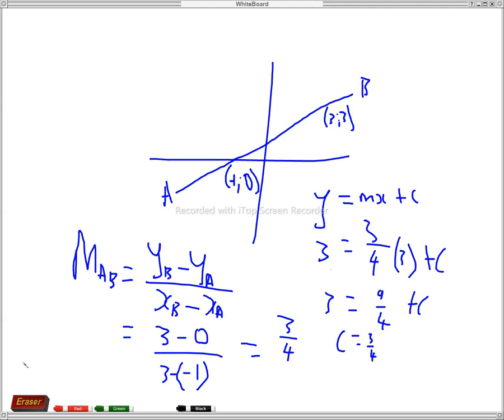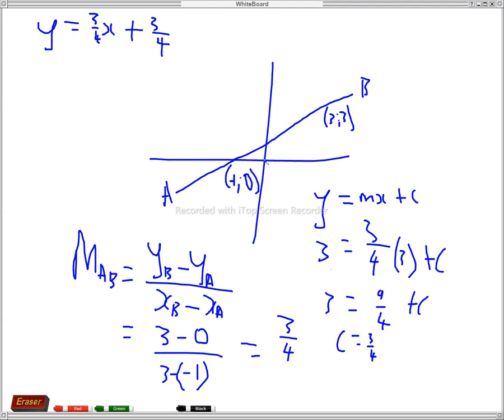So moving forward, what we can do, we are just going to come here. I substitute the value of m, 3/4 x, and the value of c, plus 3/4. So this is the equation for this line. This is basically functions. I will just go to one of the previous exams so that I can show you how we handle this kind of equation.